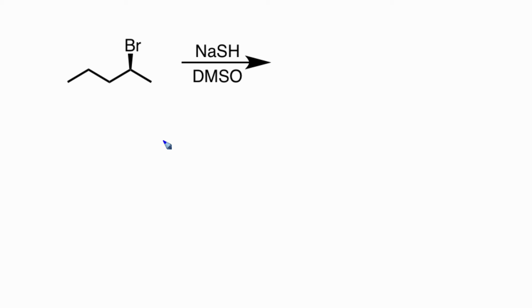In this problem, again, we're trying to figure out between substitution and elimination, the exact mechanism, and the products of the reaction. Here we have a secondary bromide, and secondary can undergo any of the mechanisms: SN1, SN2, E1, E2. So that doesn't help us narrow things down much.